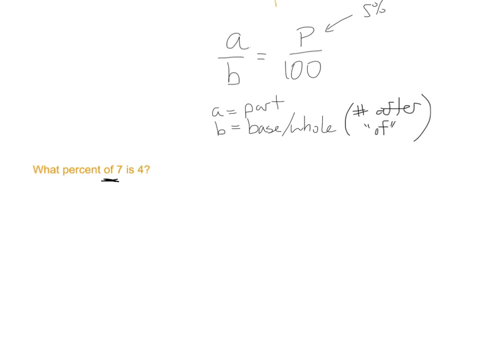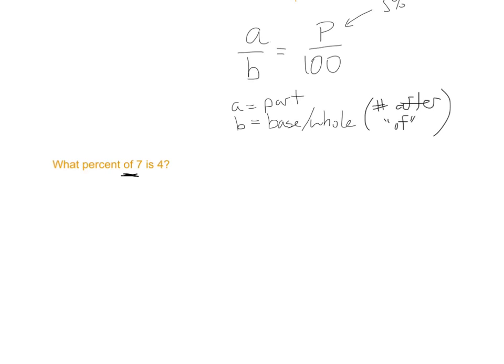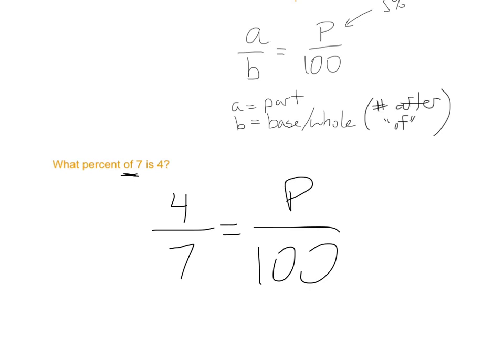Given that it's the number after the word "of," I can start to fill in my proportion. Again, it's A over B equals P over 100. A is the part, and we just figured out what the base is, so let's do the base first. Of 7, so it's going to be 7. Is 4 indicates that 4 is the part. And that's going to be equal to something over 100. We're always going to keep that 100. Well, what's that something? I don't know. It's actually what we're solving for, the P. What percent? That's why P is the unknown.